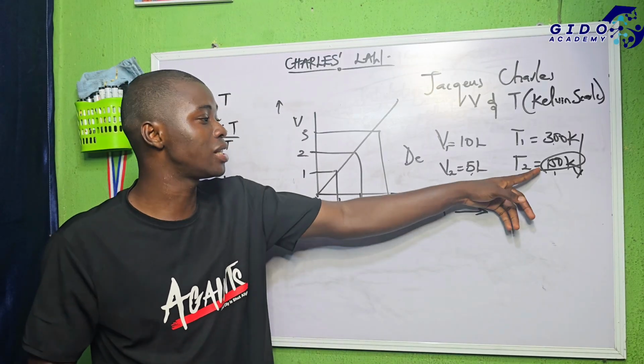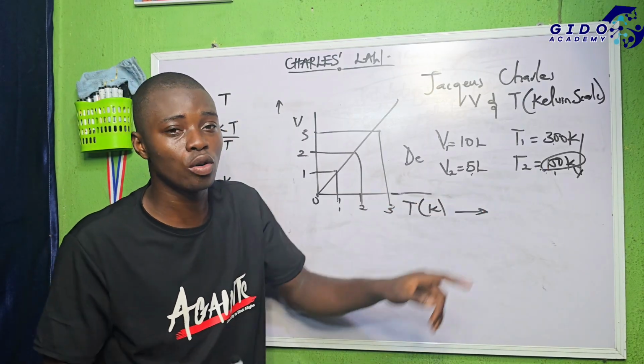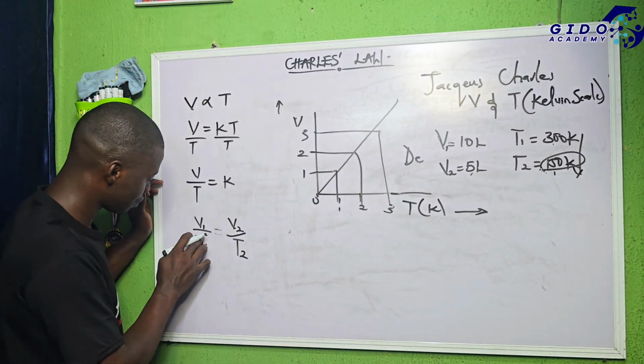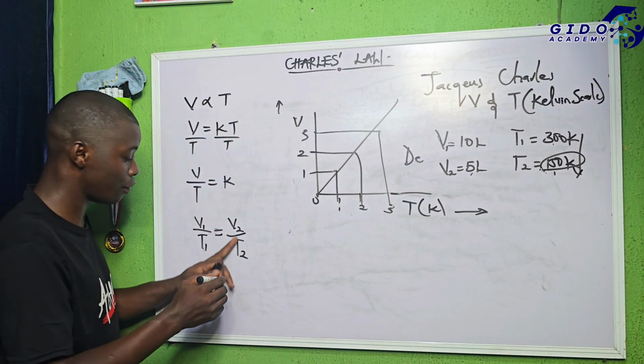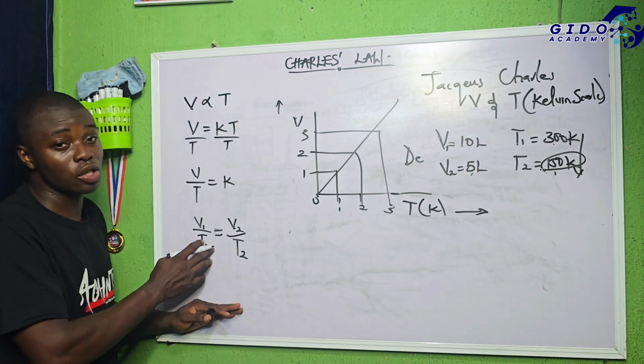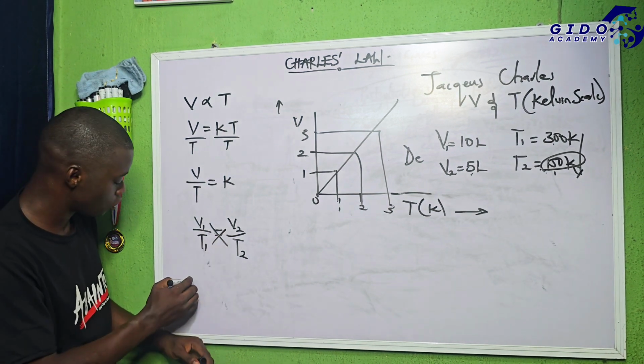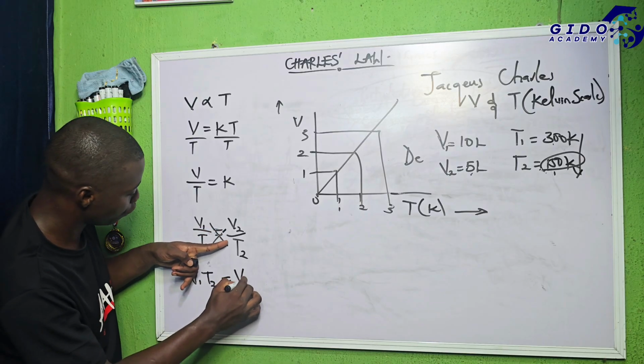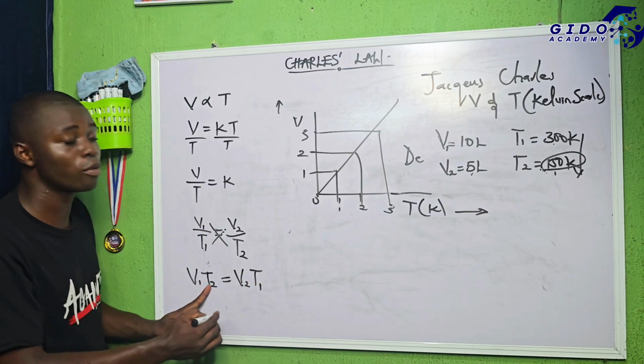But I know that you are still confused about how this one is 150. Let me show you something. Let's say the formula is V1 over T1 equals V2 over T2. I don't usually use this formula. I cross multiply, so the answer will be V1 T2 equals V2 T1. This is the formula I always use.